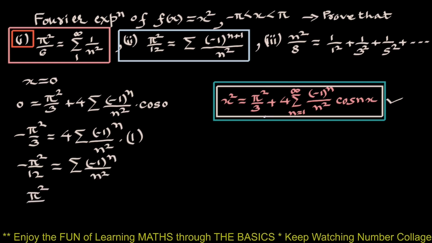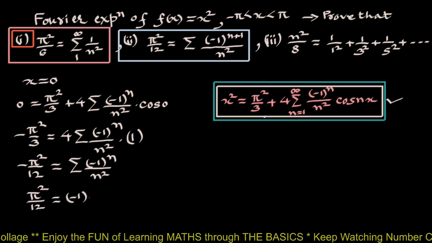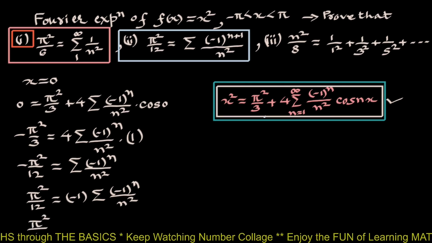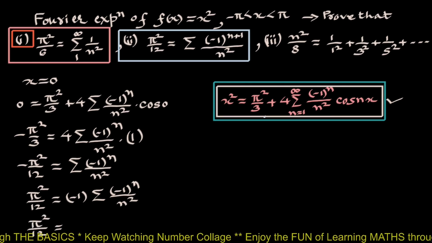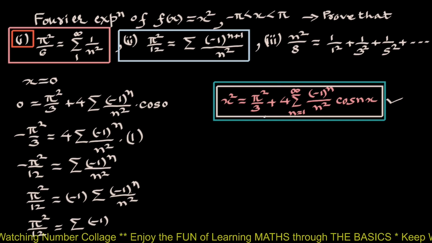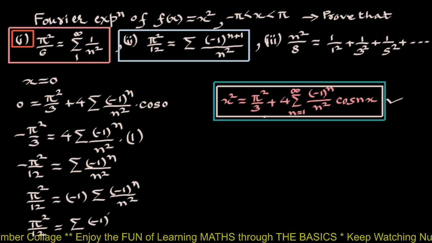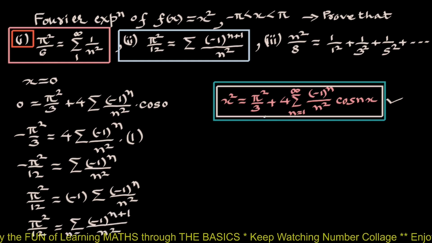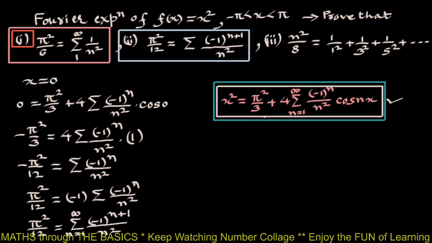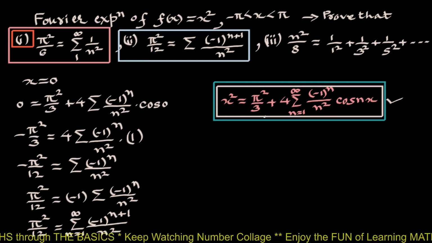Pi square upon 12 equals minus 1 summation. This will be pi square upon 12 equals summation minus 1 to the power n into minus 1 will be minus 1 to the power n plus 1 upon n square, n from 1 to infinity. So this is our second deduction.